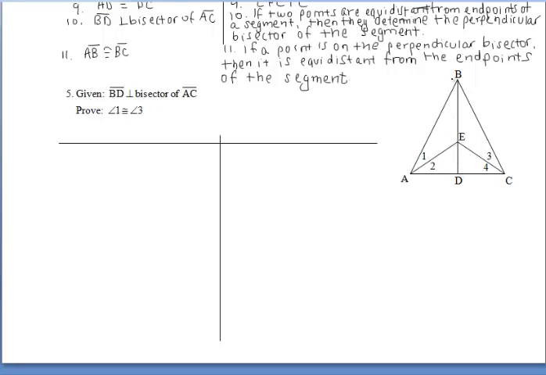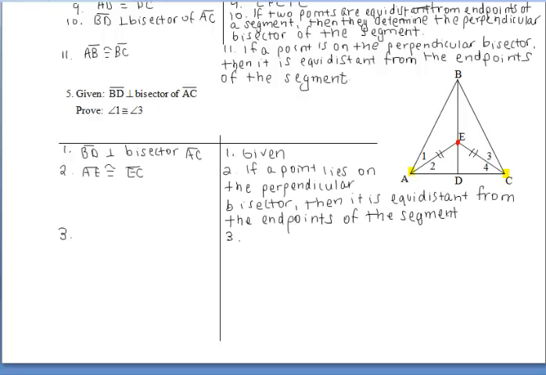Taking a look at example 5, we were given a perpendicular bisector to begin with in this problem, so I'd be thinking about some points that lie on it. So I first recognize that red point E lies on the perpendicular bisector BD, so it's equidistant from the endpoints of that segment, so those yellow points A and C, which means that segments AE and EC are congruent. Because if we're given a point on the perpendicular bisector, then it is equidistant from the endpoints of the segment.